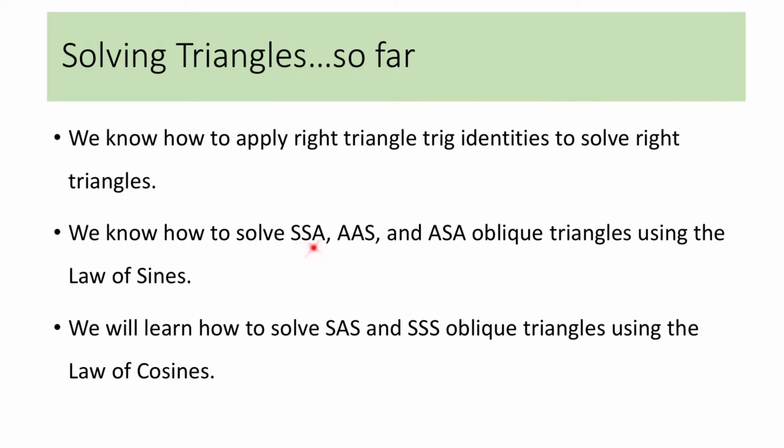We know how to solve SSA, AAS, and ASA oblique triangles using the law of sines. This is what we did in section 4.1. So of course SSA was the ambiguous case, which is the most work of all of these. Now we'll learn how to solve SAS and SSS oblique triangles using the law of cosines. So this lesson will be about this third bullet point here.